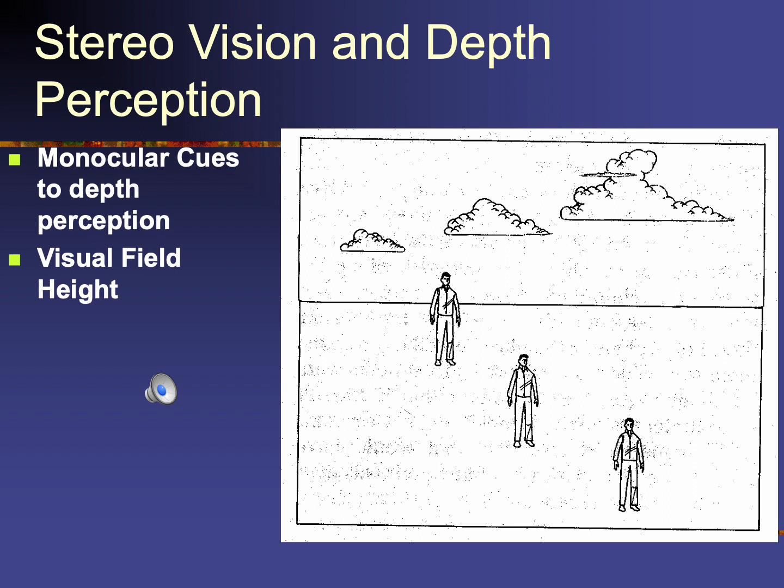So as I'm looking at this scene here, the height in the visual field tends to indicate depth away from me. So objects that are away from me tend to be higher in the visual field than objects that are close to me. And so when I look at these three figures here, these three forms of a man, I have a sense that the one that's down below to the right is closer to me than the one that's up there on the left.